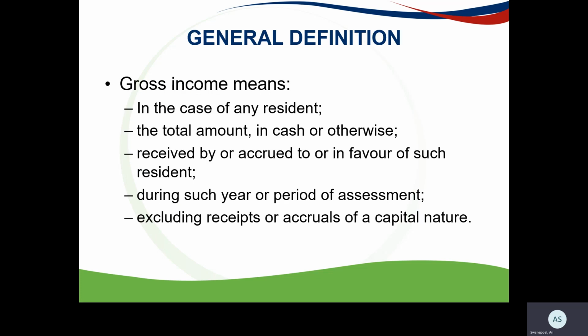Okay, the definition, the components: in the case of any resident, the total amount in cash or otherwise. So there must be an amount and it must be in cash or otherwise. It doesn't really have to be cash, received by or accrued to or in favor of such a resident during such year or period of assessment, and excluding receipts or accruals of a capital nature.